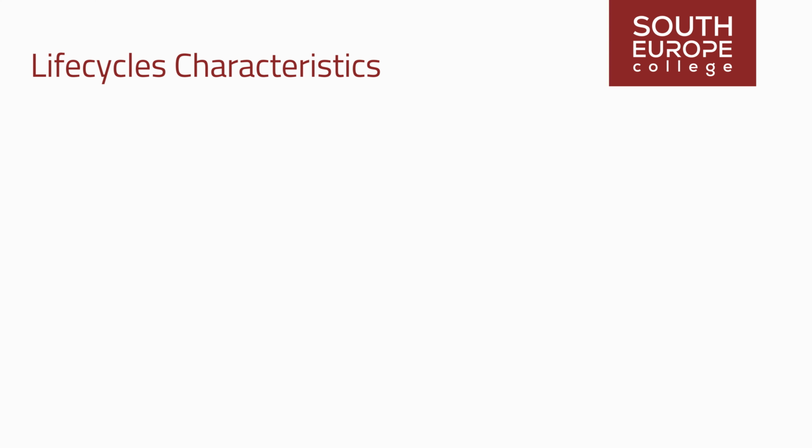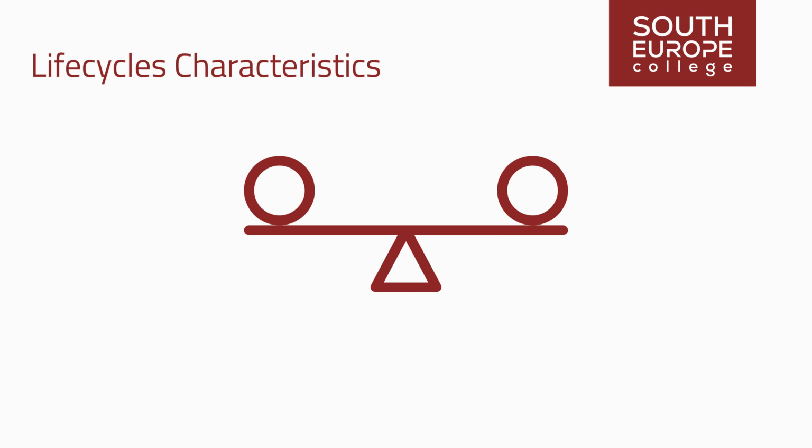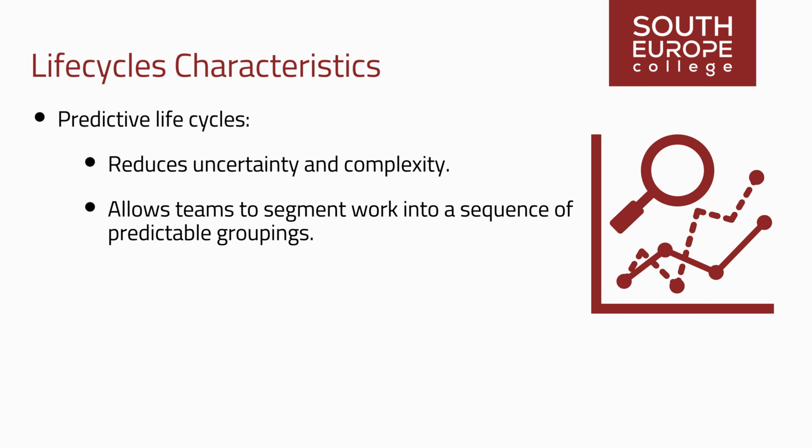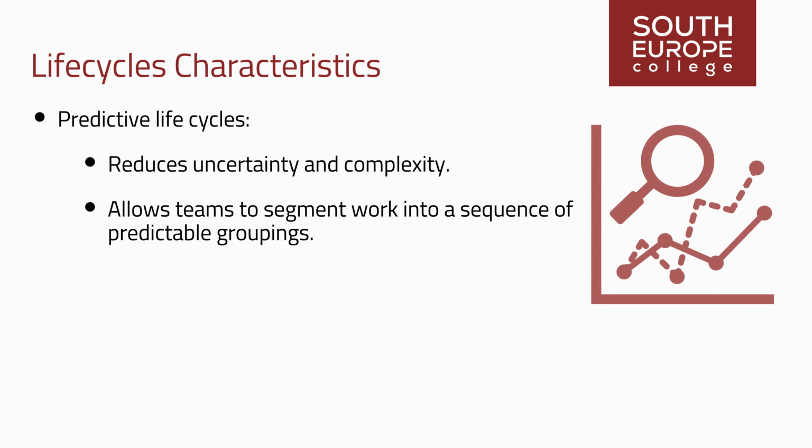No life cycle can be perfect for all projects. Instead, each project finds a spot on the continuum that provides an optimum balance of characteristics for its context. Predictive life cycles take advantage of things that are known and proven. This reduced uncertainty and complexity allows teams to segment work into a sequence of predictable groupings.